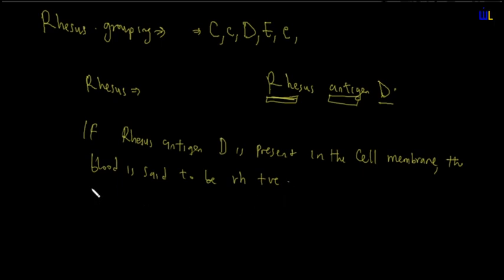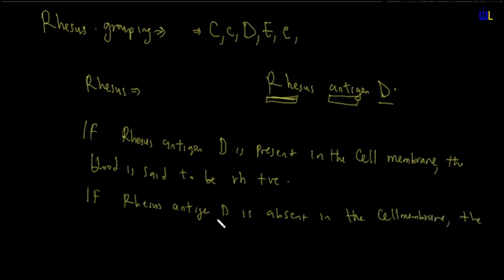Thank you. Now, on the other hand, you write: if Rhesus antigen D is absent in the cell membrane, the blood is said to be Rhesus negative.